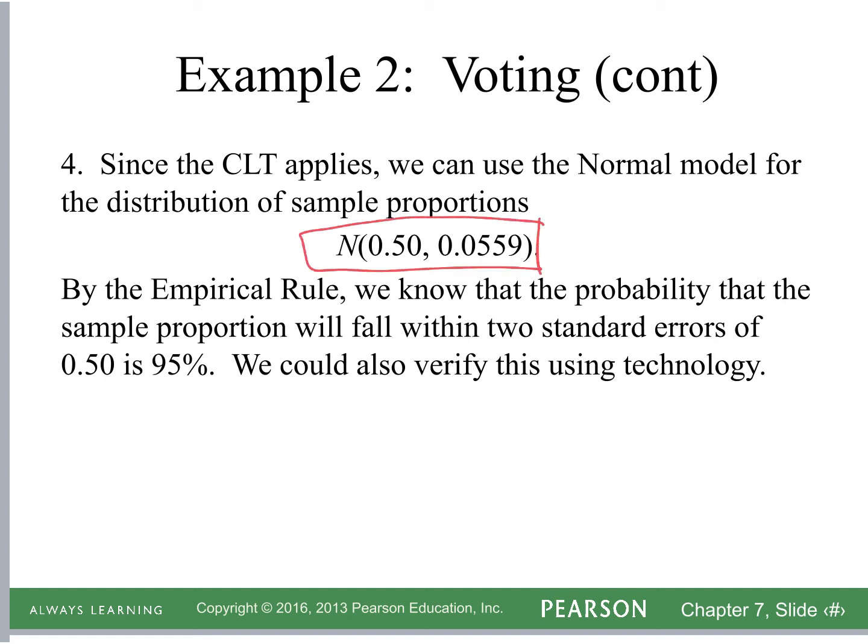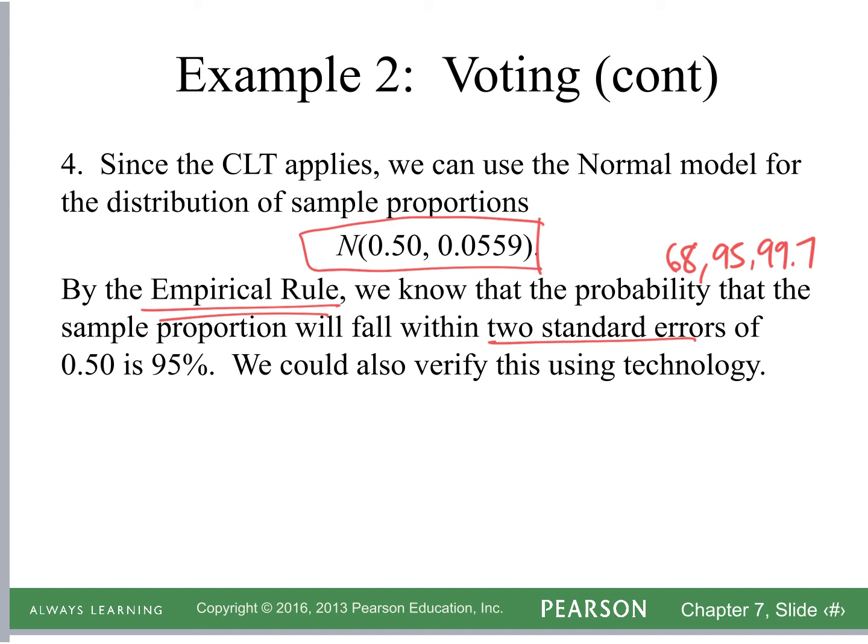That's what we had on our last slide. By the empirical rule, we know that the probability that the sample proportion will fall within two standard errors of 0.50 is 95%. Remember empirical rule 68, 95, 99.7. We could also verify this using technology.